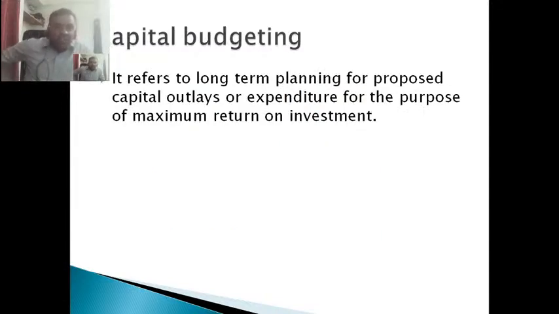Okay. Next part is capital budgeting. Capital budgeting is like when you see the government budget. Every year the government launches their budget in the last week of February or first week of March. They use words like budgeting, capital budget, revenue budgeting, capital expenditure, revenue expenditure. They use a lot of terms related to finance management.